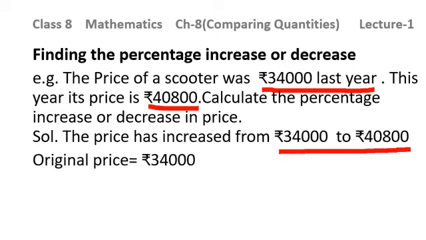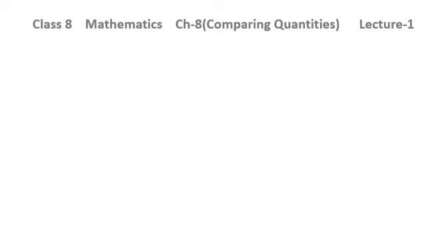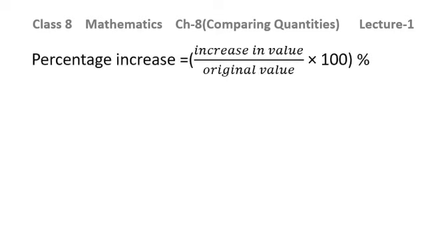The original price was 34,000. To find the increase in price, we subtract the original price from the final price. So 40,800 minus 34,000 will give you 6,800. So this is the increase in price. And the formula, as we are supposed to find the percentage increase, will be increase in value over original value into 100%.